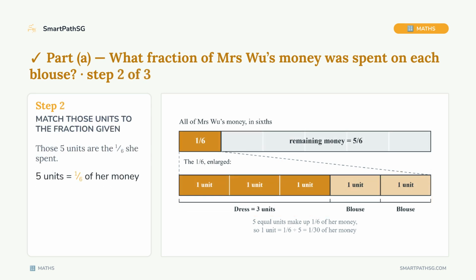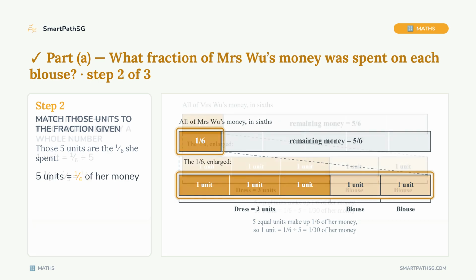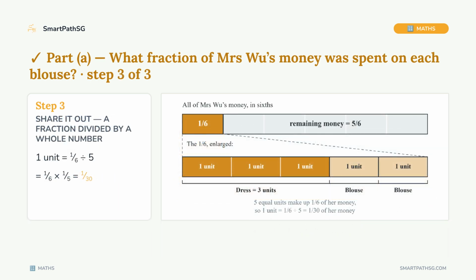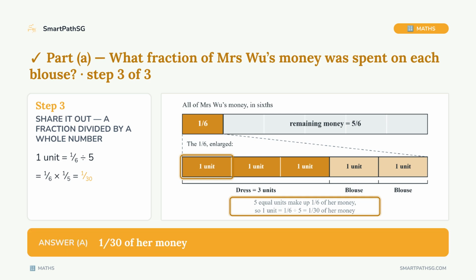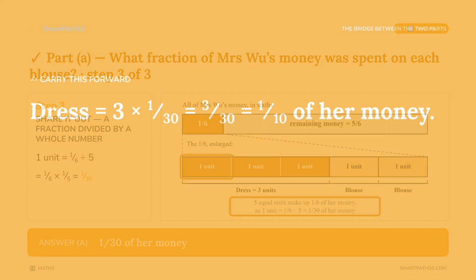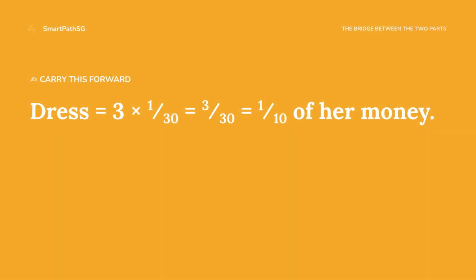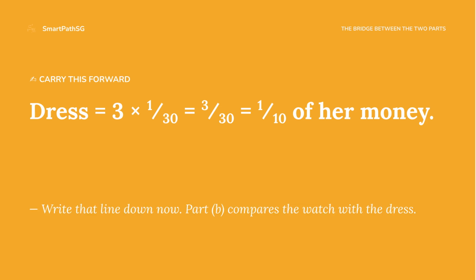Those 5 units are the 1/6 she already spent, the shaded block at the left of the top bar. Linking the units back to the fraction is what lets a ratio and a fraction talk to each other. Sharing 1/6 between 5 equal units means dividing a fraction by a whole number. Dividing by 5 is the same as multiplying by 1/5, which equals 1/30. That is each blouse as a fraction of all her money, so answer A is 1/30. The dress is 3 of those units, which is 1/10 of the total money. Write it down, because Part B compares the watch with the dress.